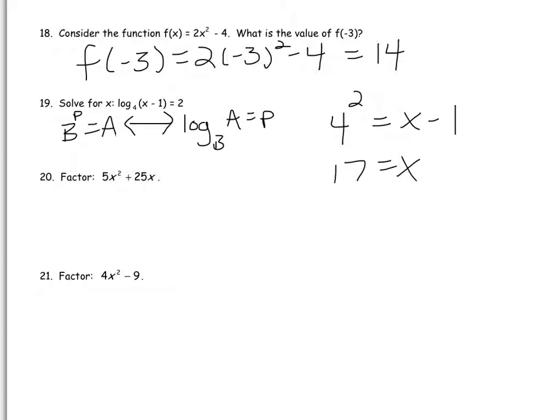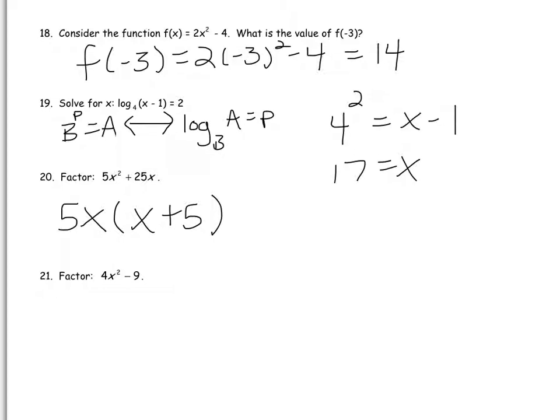20, we've got to factor this expression. Let's look for a greatest common factor here. The greatest common factor of 5 and 25 is 5, and the greatest common factor of x squared and x is x. So I believe this factors to 5x times the quantity x plus 5.